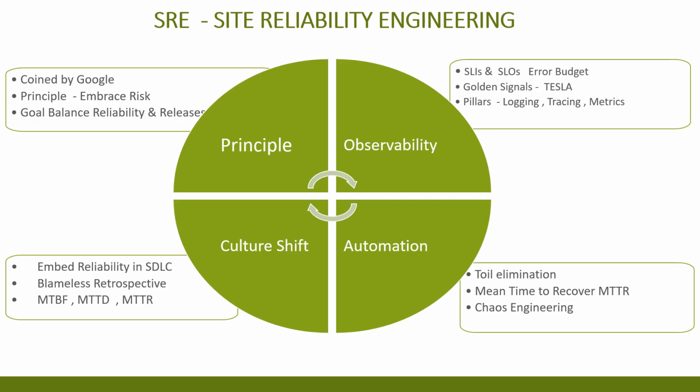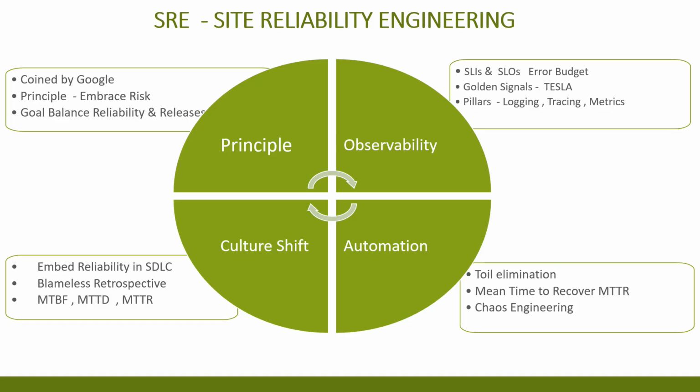The other important aspect of observability is its pillars, which are logging, tracing, and metrics, right? These are the 3 important aspects to have a 360-degree visibility of our entire IT ecosystem. And this is where important tools like Dynatrace, Datadog, and New Relic come into play.